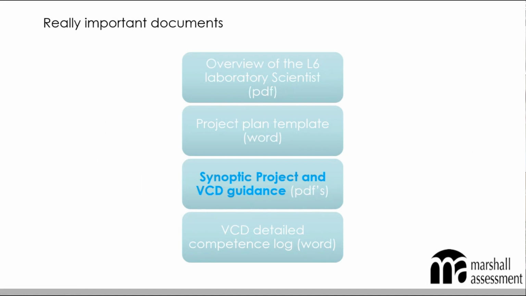Really important documents: there are a series of supporting documents that the learners have access to, and you have access to as well if you want to have a look at them. We release an overview of the assessment, which outlines what we're going to assess the apprentices on and what the day will look like. That's a really important orientation document. We also have the project plan template, which the apprentice has to fill in at Gateway to make sure that their project meets our requirements.